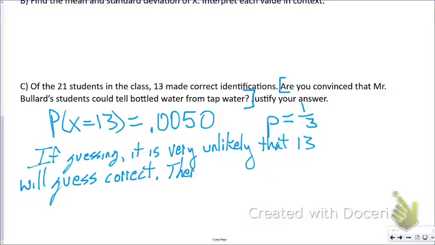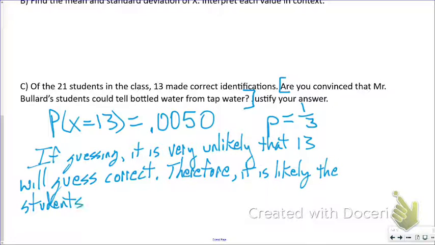Therefore, how did they phrase it? Usually use their words. Can students could tell bottled water? It is likely the students can tell the difference between bottled and tap.